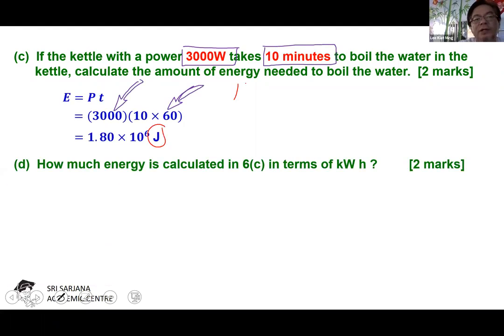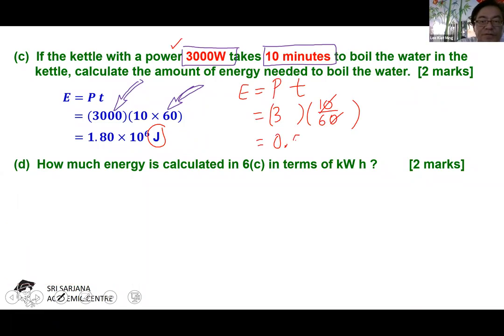You may also answer in kilowatt hour. Then your number becomes smaller, because energy equals PT. Kilowatt meaning you change the 3000 watt to kilowatt, it's only 3. And then hour: 10 minutes change to hour, 10 over 60. The unit is going to be in hour, so I'm going to cancel off. You're going to see a very small number, 3 over 6, 0.5. What unit? It will be kilowatt hour, because you already changed 3000 watt to 3 kilowatt and 10 minutes to hour. So this is also your correct answer. It's not wrong. They are the same, only a different unit.